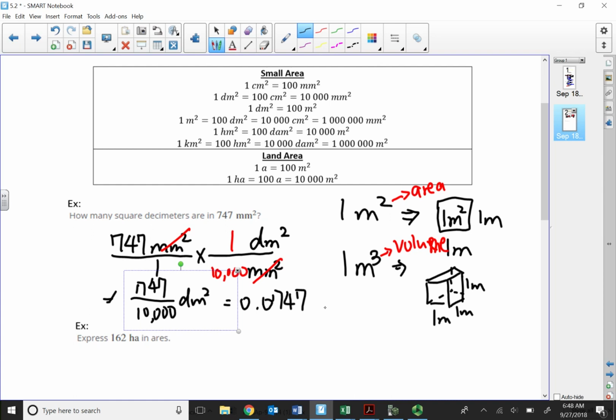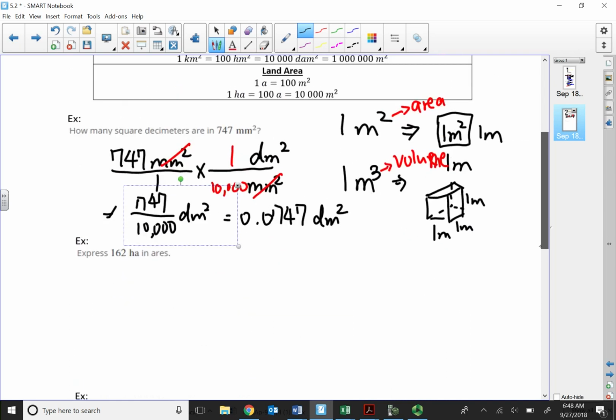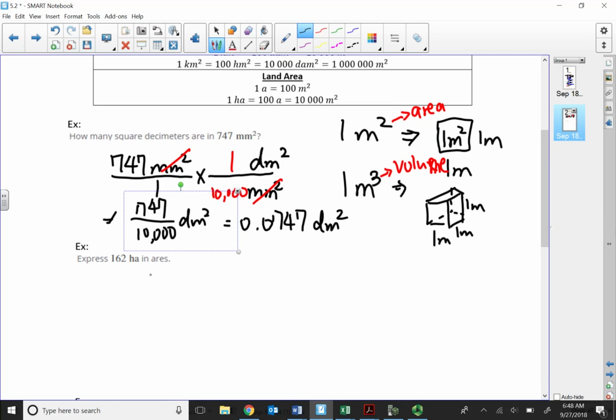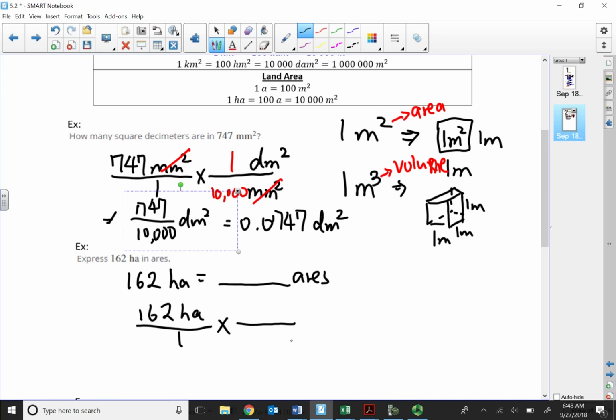All right, square decimeter. Let's try another one, okay? This is hectares to Rs. So, again, 162 hectare is equal to so many Rs. So let me use the unit fraction method. For units that I'm not familiar with, I like to use the unit fraction method so I don't have to think too much about which units are bigger or smaller.